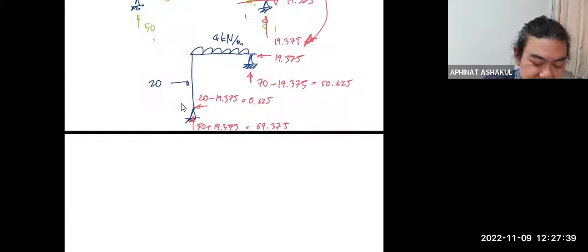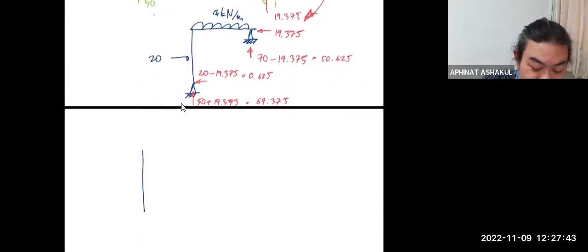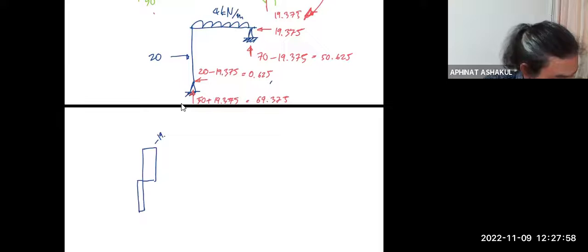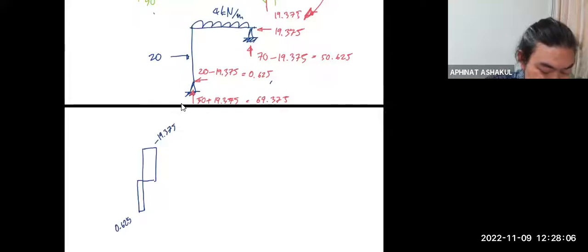Okay. So let's do this quickly. The first piece now, we have 2.6 going up. You meet with the reactions, you meet with the external load. So that's your shear force diagram. Which is force minus 19.375. This is 0.025.